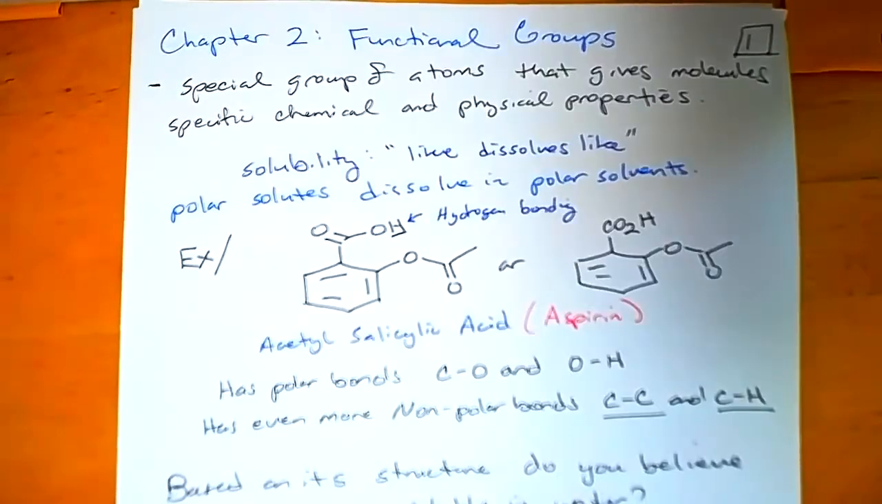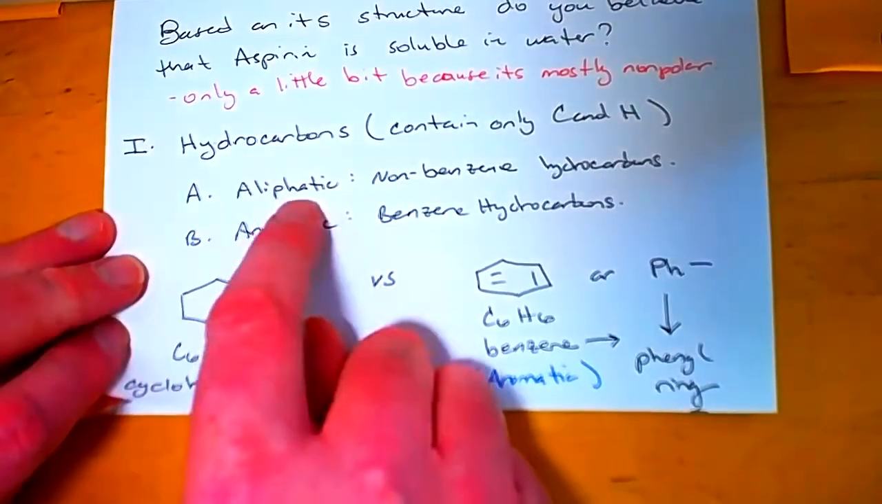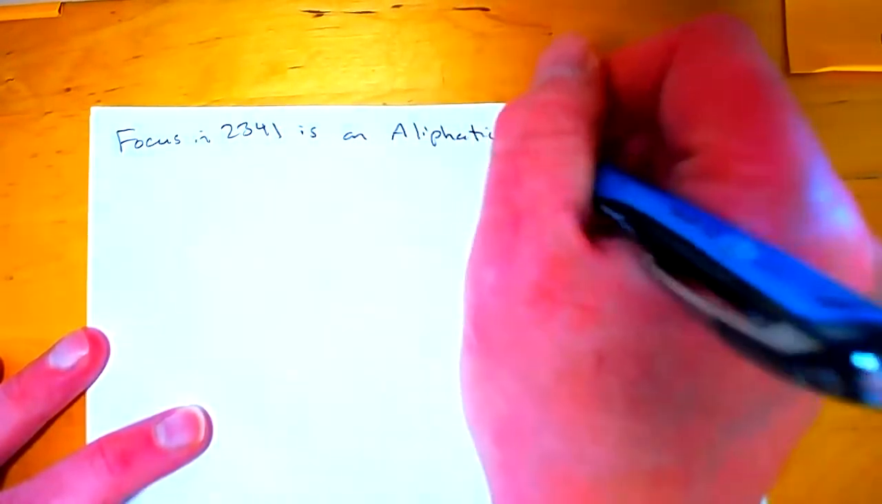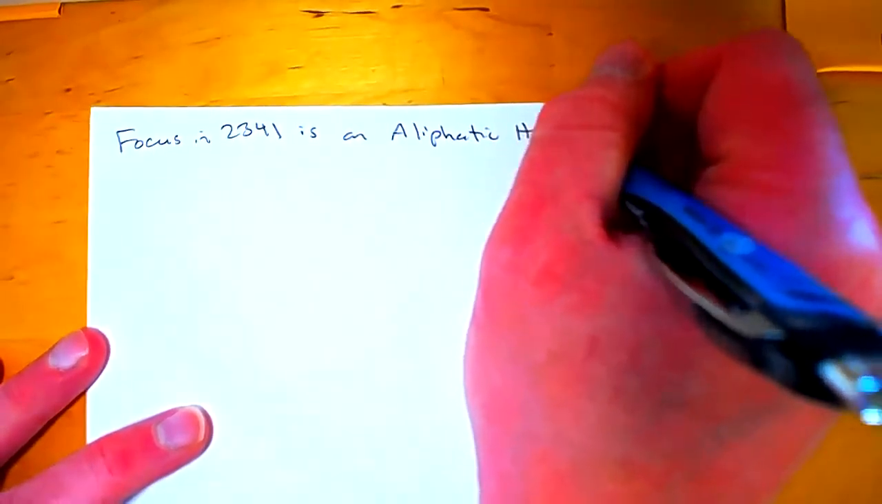Now, in this class, the major focus on hydrocarbons is definitely going to be in the aliphatic camp. And so that's what I want to start talking about right now. So the focus in 2341, Organic 1, is on aliphatic hydrocarbons.